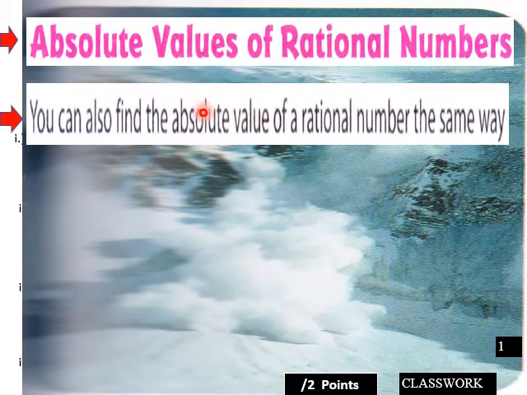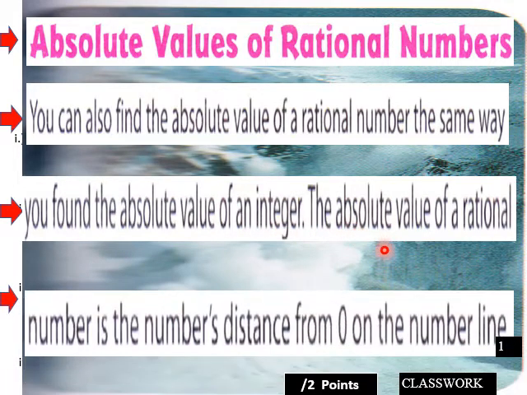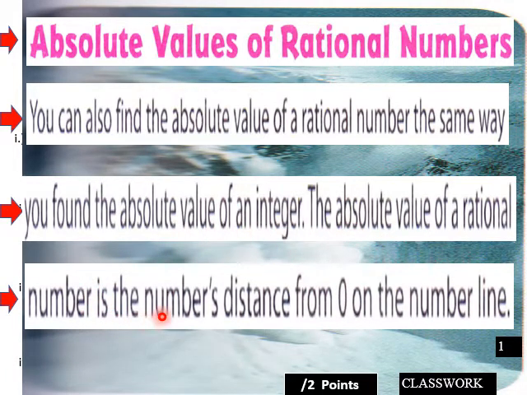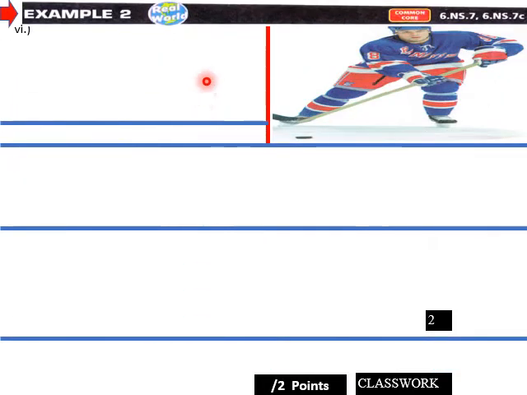Absolute values of rational numbers. You can also find the absolute value of a rational number the same way you found the absolute value of an integer. The absolute value of a rational number is the number's distance from 0 on the number line. Remember that? Let's get into an example of that now.